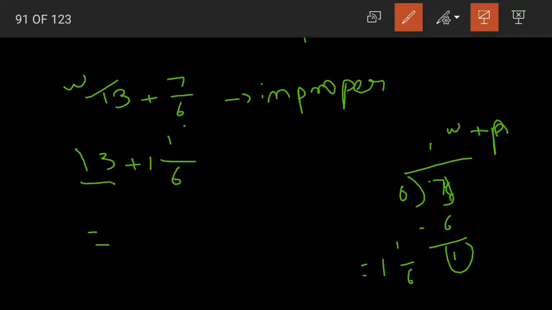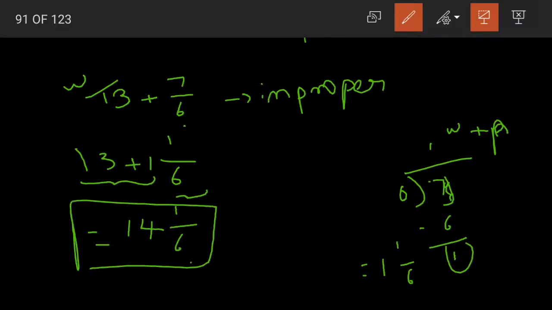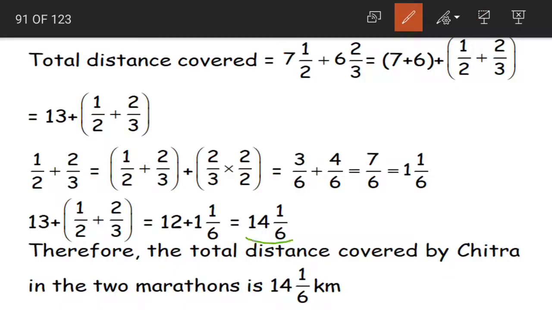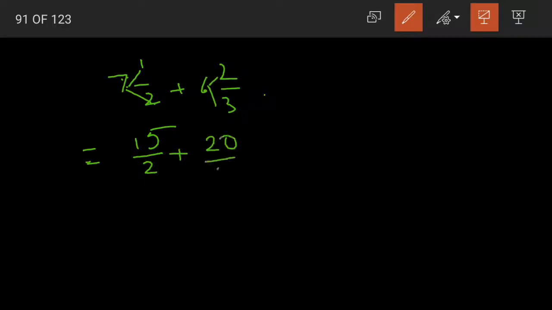Now again if we add here 13 plus 1 is 14, then the fraction 1/6. 14 1/6 becomes our final answer here. Understood children? 14 1/6 kilometers. Or else if you are not comfortable this way, 7 1/2 plus 6 2/3. First you can convert both of these into improper fractions. 7 2s are 14 plus 1, 15/2, plus 6 3s are 18 plus 2, 20/3.